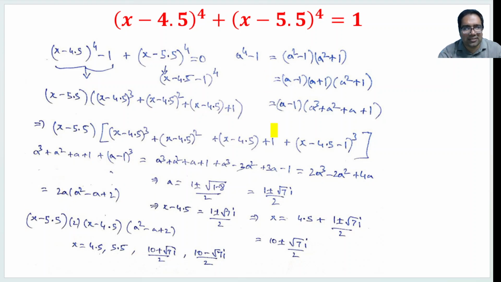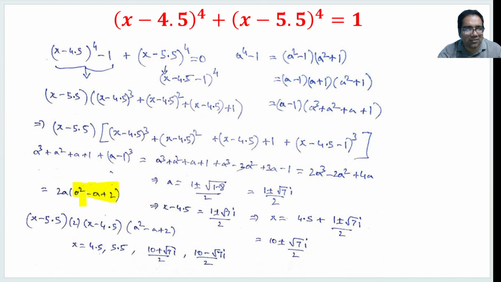What is a? A is our x minus 4.5. So x minus 5.5 is one solution and a we are taking out, so that is another solution, which is x minus 4.5, which we initially started with also. So these two are anyway solutions. What is left is this part, a square minus a plus 2. This is a quadratic. If you solve this, we'll get two more solutions.